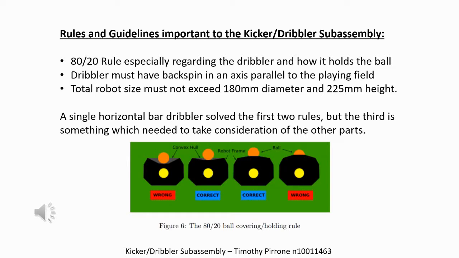The Kicker-Dribbler subassembly had a few rules and guidelines that needed to be adhered to throughout the project. The purpose of the dribbler was to control the ball and hold it in place for the kicker to accurately strike it with high repeatability. However, the ball was not to be held with more than 20% of its diameter covered by the robot.